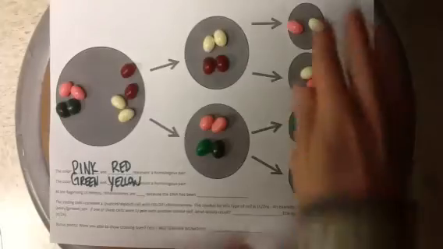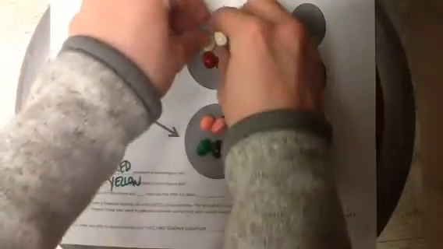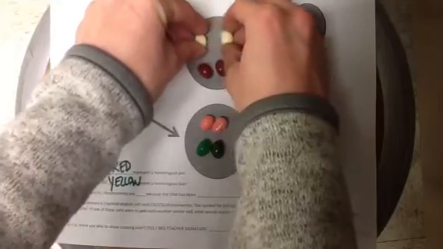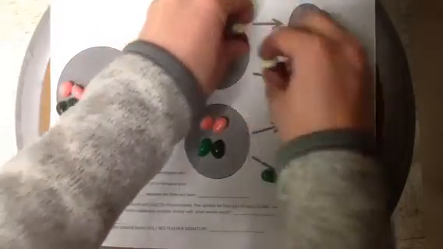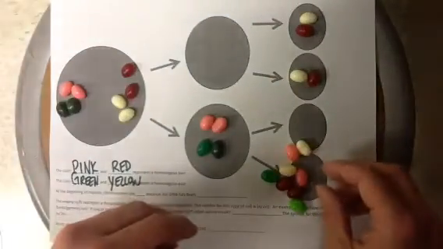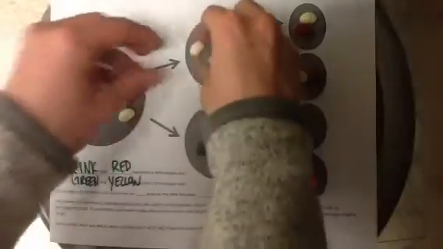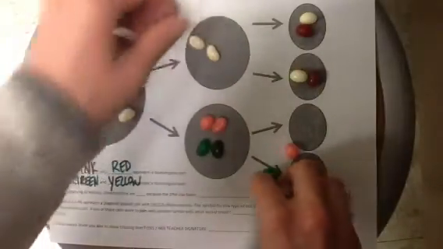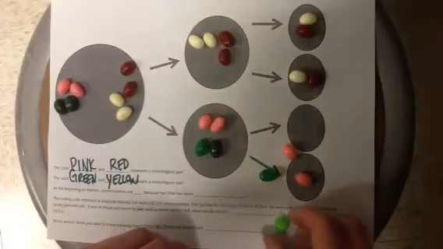So they will line up during metaphase. The chromatids will separate during anaphase. Cytokinesis will occur, and those cells will develop into our gametes. And then the same thing will happen to our cell below.